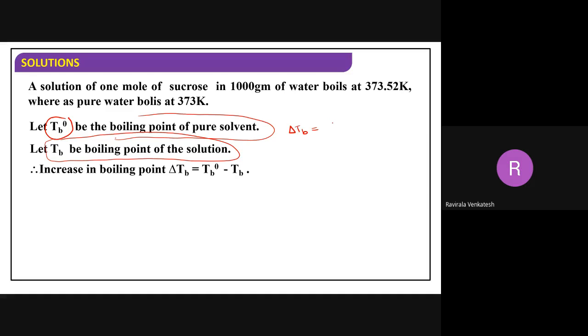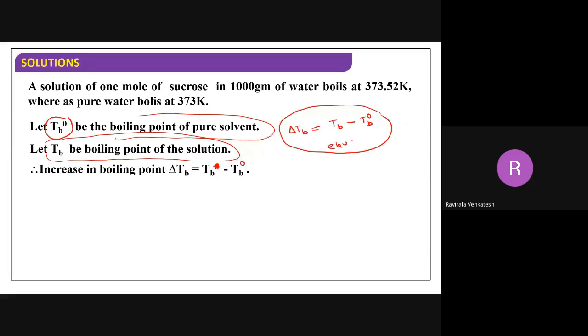What can I write, beta? Elevation of boiling point will always be equal to the boiling point of the solution minus the boiling point of the solvent. This we can write. So this is the formula. This is the formula we can write here. Correct or not? This is called what?